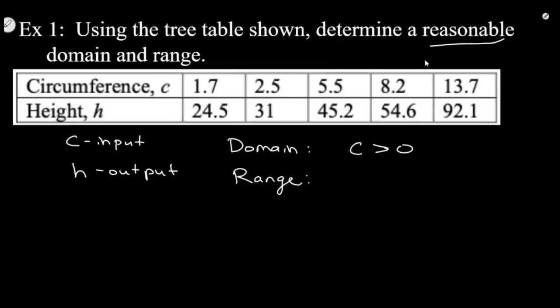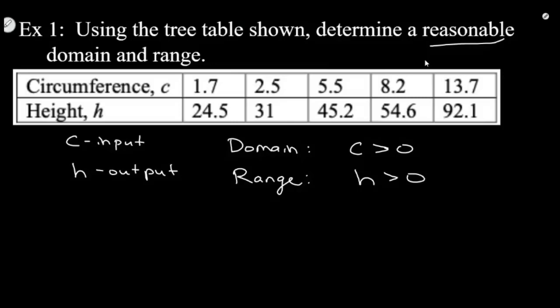Well, again, if we think about it, could our height be negative? No, not if there's a tree there. Could our height be 0? No. So again, isn't it going to be, and we don't know how tall it's going to get. So again, isn't it going to be like the height has to be greater than 0? Does that make sense? If you've got a tree, and again, they didn't tell us the units, so we don't know if it's feet or inches or whatever, but we're going to say the height is greater than 0.